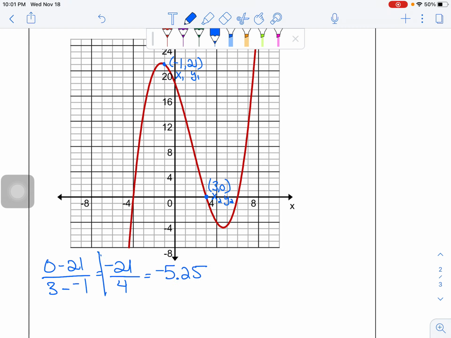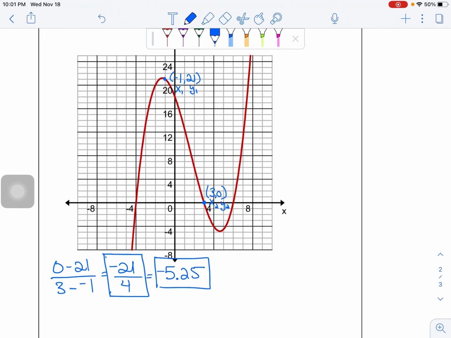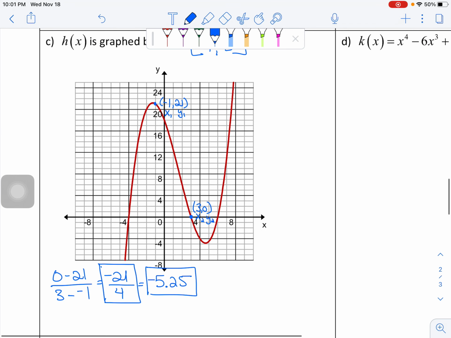So it's going to be -5.25. So either one of these answers is fine, okay? And if you remember, I said when I was counting it out, right, down 21 to the right 4, down 21 to the right 4. So on a graph, you could actually just count it out like that.